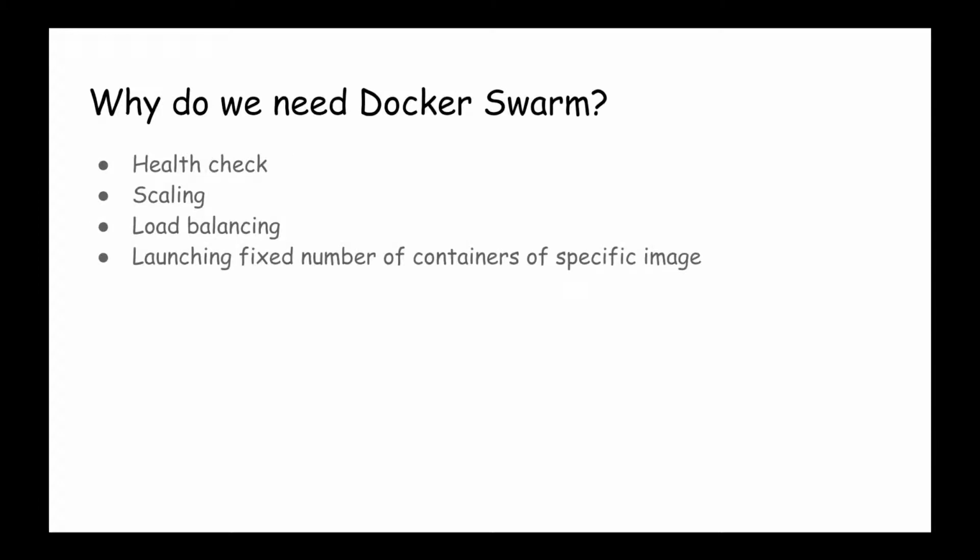So the next question: why do we need Docker Swarm? Docker Swarm provides some benefits, like you can do a health check of nodes in the cluster. You can scale up nodes as per your requirement. You can also do load balancing as per the incoming requests. You can also launch a fixed number of containers of a specific image.